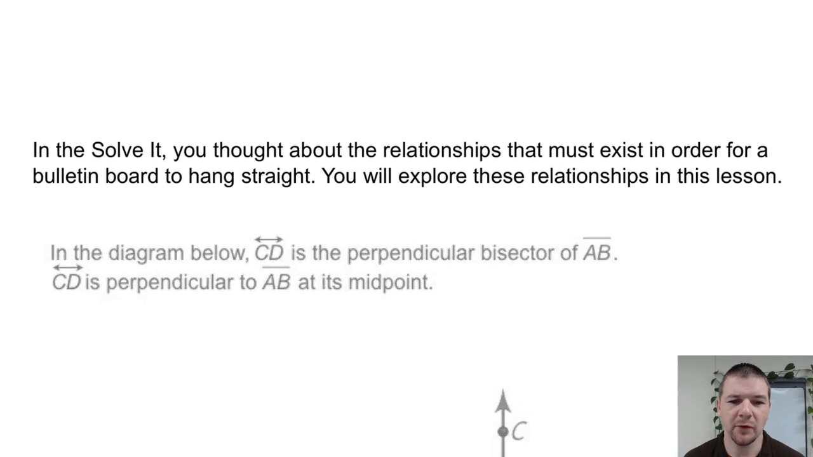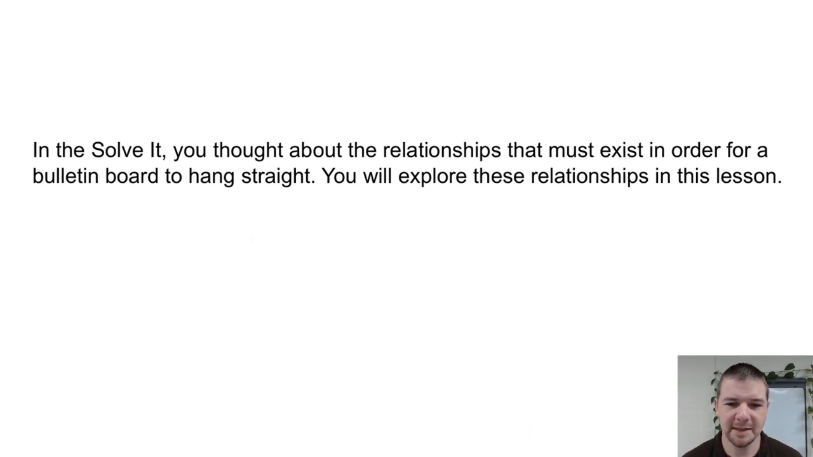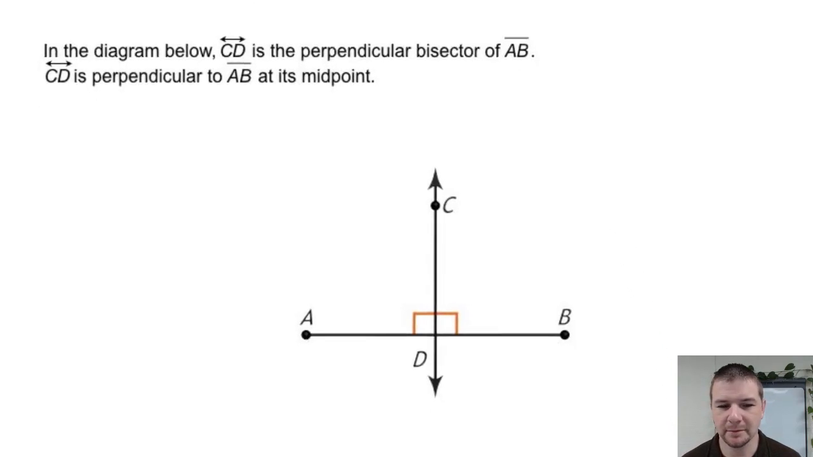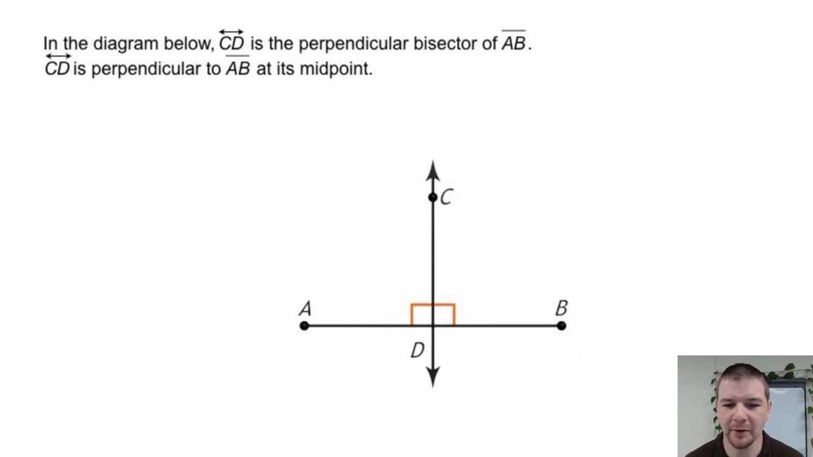In the Solve It, you thought about the relationships that must exist in order for a bulletin board to hang straight. You will explore these relationships in this lesson. In the diagram below, line CD is the perpendicular bisector of segment AB. Line CD is perpendicular to segment AB at its midpoint.